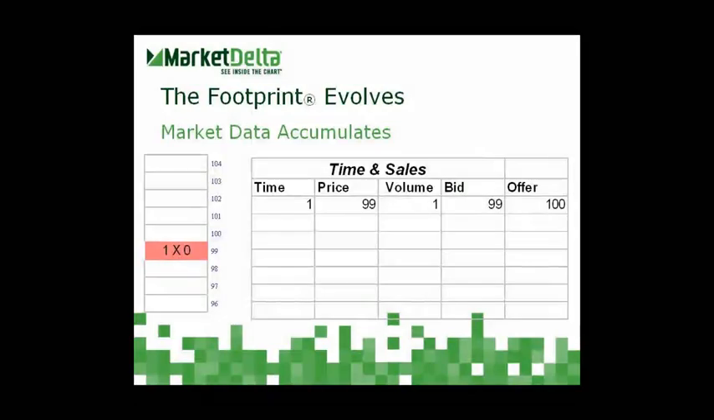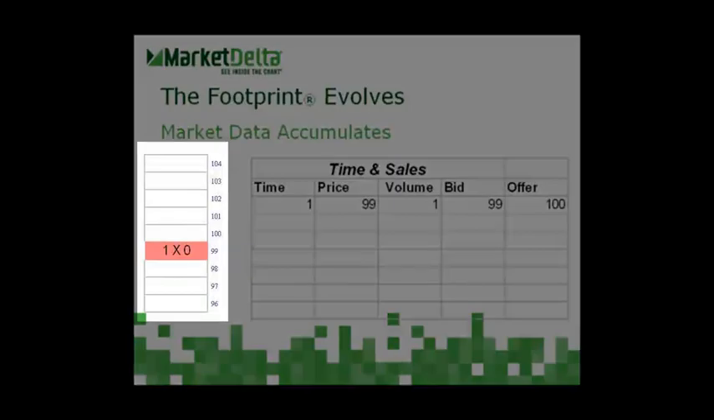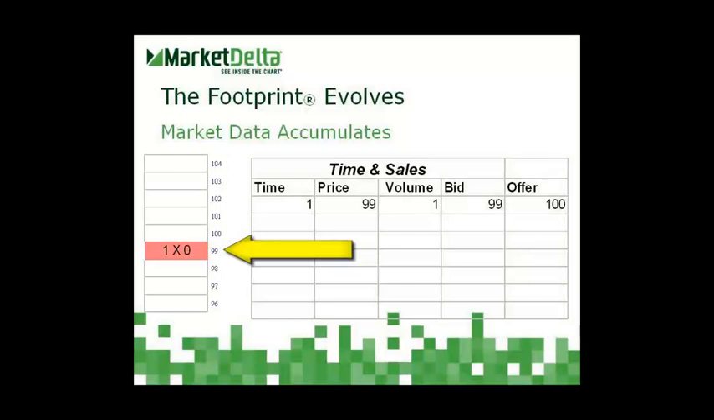The data generated by this trade would be placed into the first column of the footprint chart for the day, not unlike the representation I've added here on the left. 1 by 0 simply says that at this point in the trading day, one contract has traded on the bid at a price of 99.